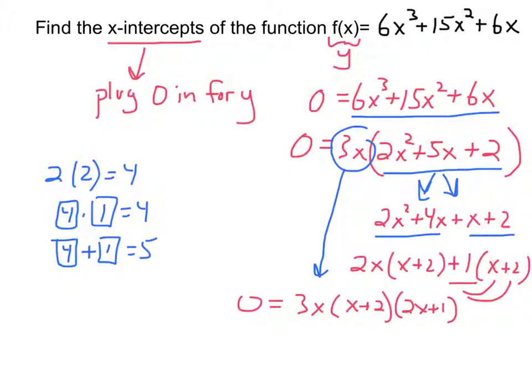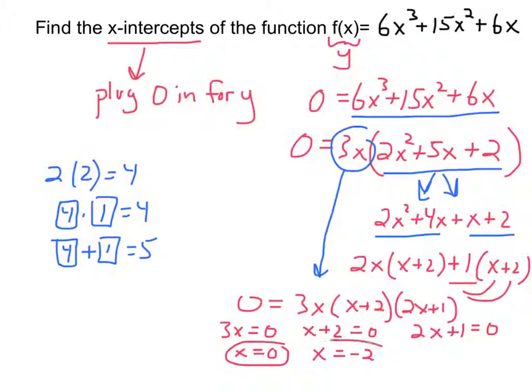So now we just set each part equal to 0. So we have 3x equals 0, and then x plus 2 equals 0, and then 2x plus 1 equals 0. And when you solve them out, you would just get x equals 0 for this first one, and then x equals negative 2 for the second one, because you'd subtract 2 from both sides. And then in this last one, you subtract 1 from both sides and then divide by 2. So you would actually end up with x equals negative 1/2.